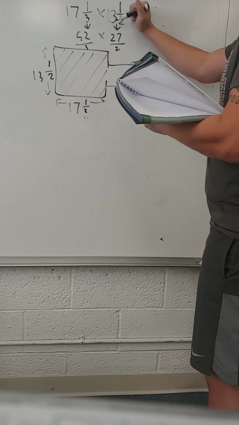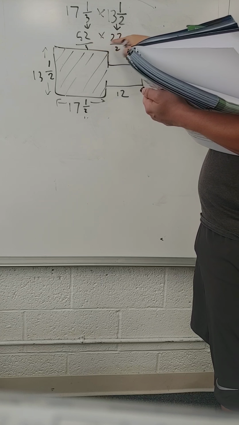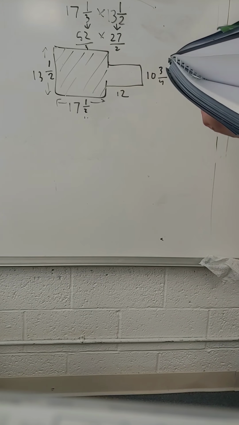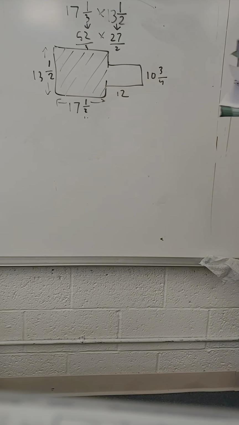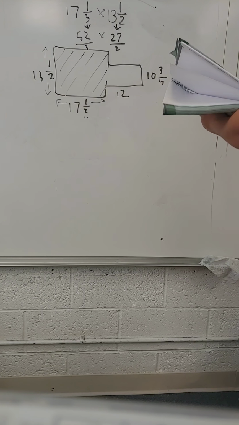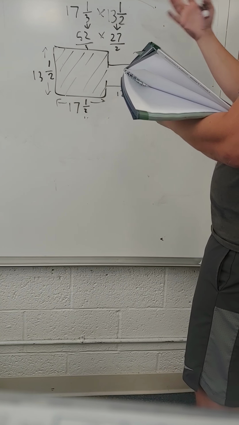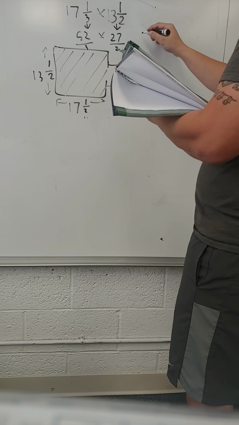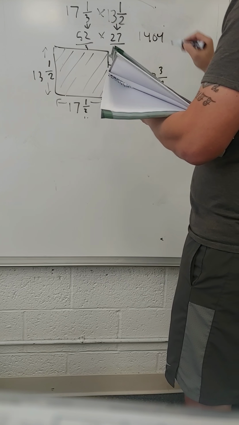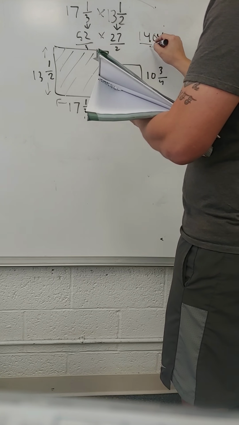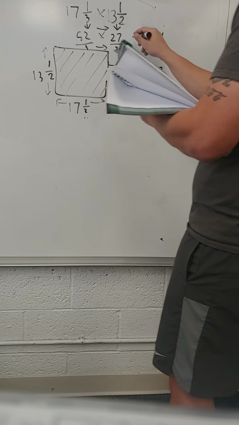So let's start right there. Now that we have 52 over 3 times 27 over 2, somewhere I need to see this work of 52 times 27. Now obviously you guys are at home, you can use your calculator. Great. Moving forward, you will be able to use your calculator in 6th grade, so you're fine. So we end up with 1,404 over 6. 3 times 2 is 6. This is just numerator times numerator, denominator times denominator.